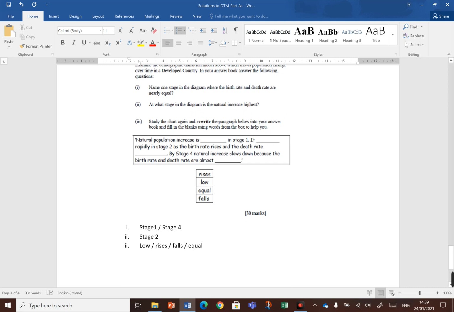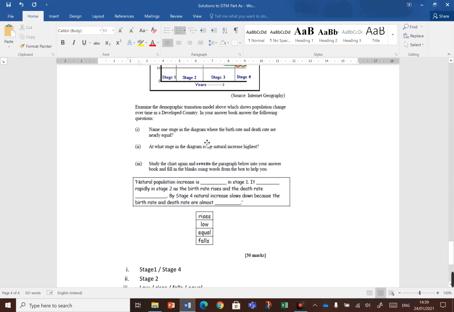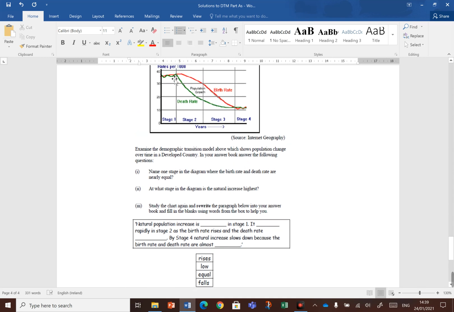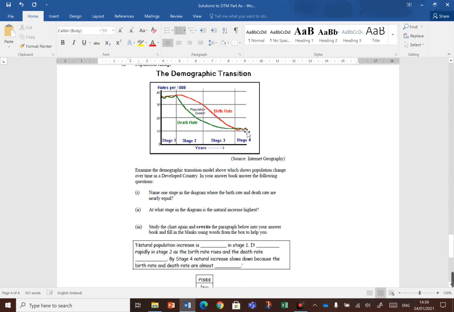I think, here are the answers. So one stage where birth and death rates are equal. So you'll see here, in stage 1, they're practically equal. In stage 4, they're practically equal. This is a bit of a wonky demographic transition model, but you're not to worry. What year was this? It goes back to 2008. So either stage 1 or stage 4 would have got you the marks.